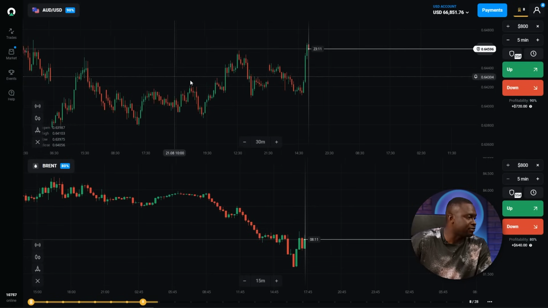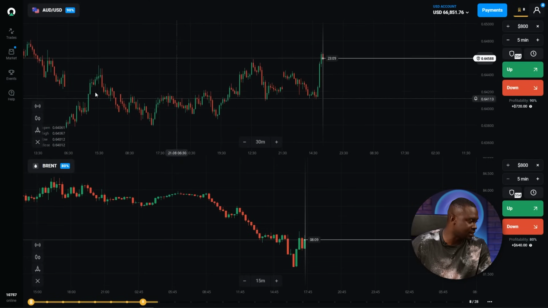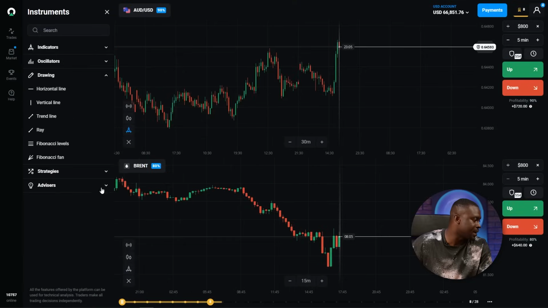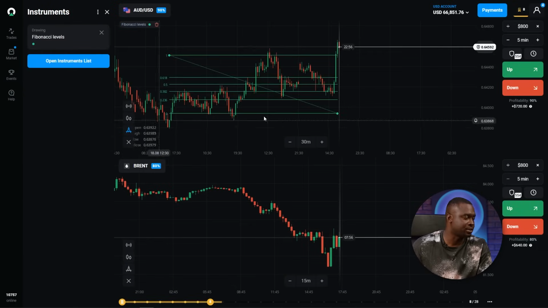So on the Olymp Trade platform, in order to add the Fibonacci level, we first come to the technical analysis tab. That is on this tab. You can see we have a drop down for the drawing tools, and we have the Fibonacci levels. With just one click, it gets added onto your chart.